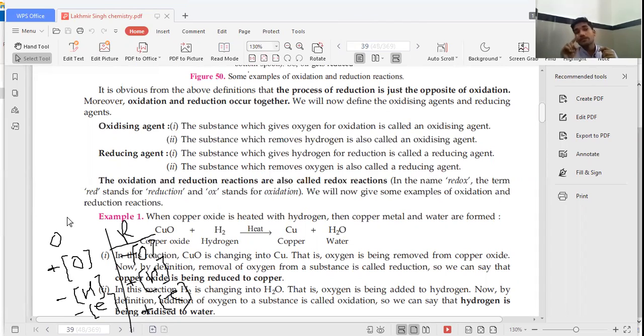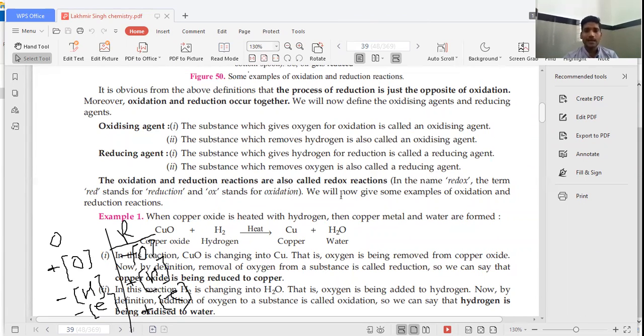The very similar thing is with the reducing agent. The substance which promotes reduction, the substance which brings about reduction is called reducing agent, and at the same time the substance which undergoes oxidation is called reducing agent, right? Clear? Fine. Okay.